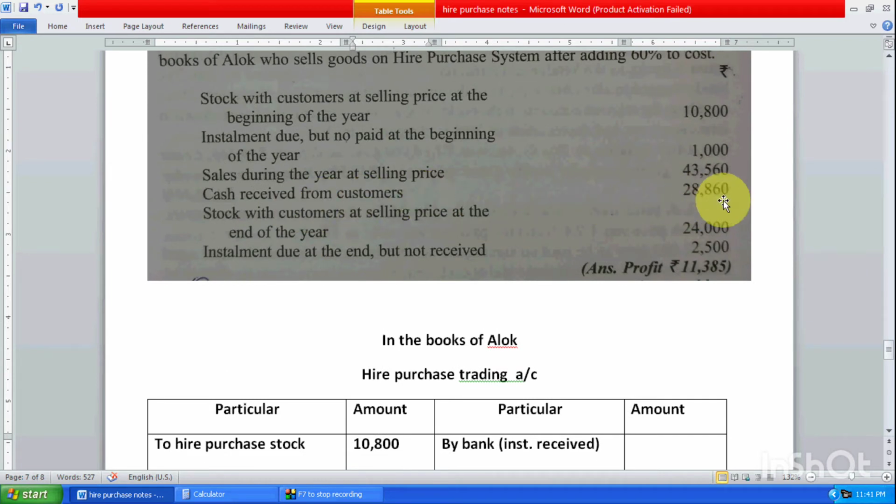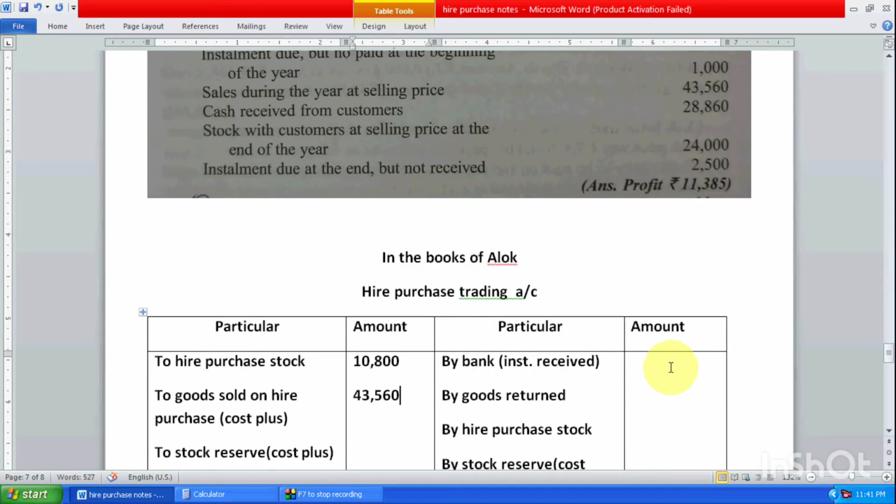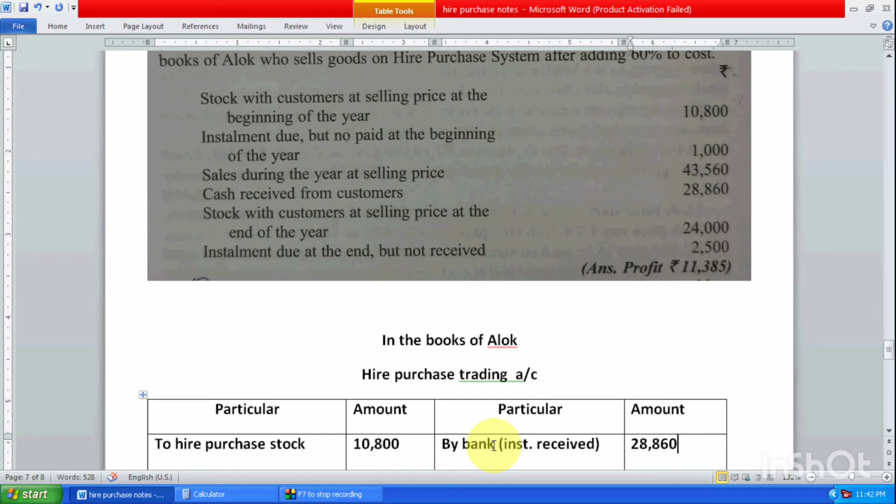See here, cash received from customer, I mean installment received also we can say. So 28,860. Now goods return. Is there any return here? You can see, is there any return in the question? Stock with the customer, installment due, sales during the year, cash received, stock with customer, and installment due at the end but not received. But there is no return to vendor.